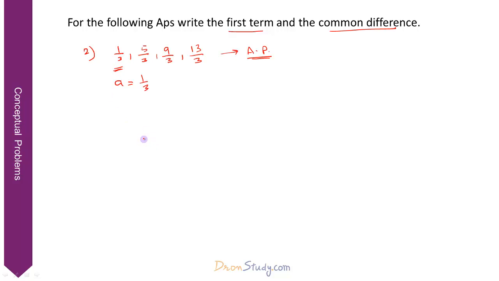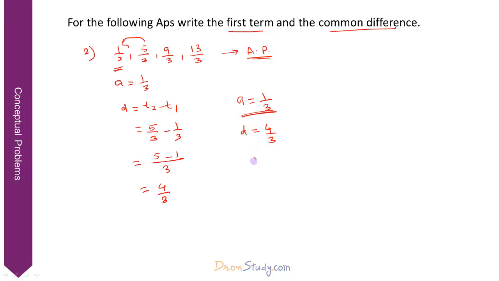And now we have to find the common difference, that is d is equal to second term minus first term. So t2 minus t1 is equal to 5 by 3 minus 1 by 3. Here 3 is a common denominator. So the numerator will be 5 minus 1, which is equal to 4 by 3. So the first term is 1 by 3 and the common difference is 4 by 3. So this is the first term and this is the common difference.